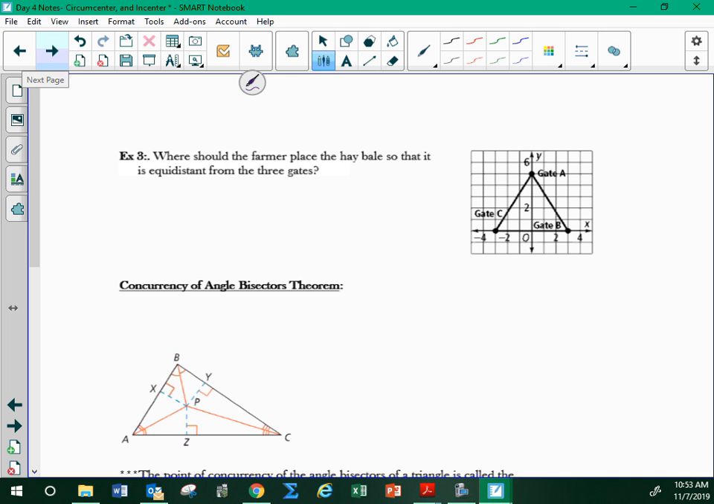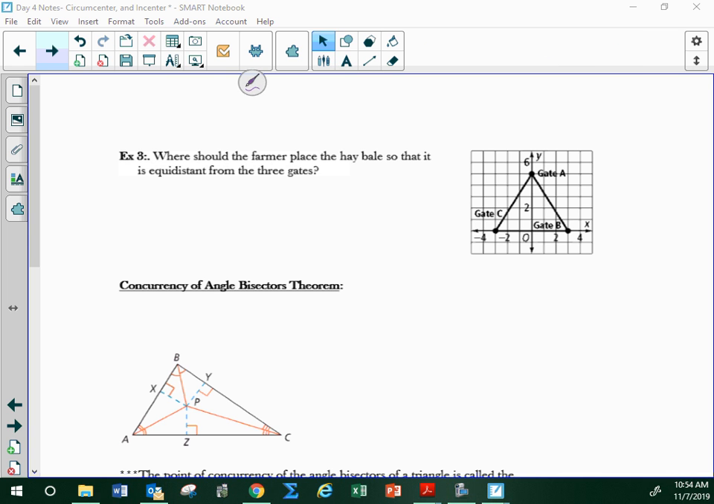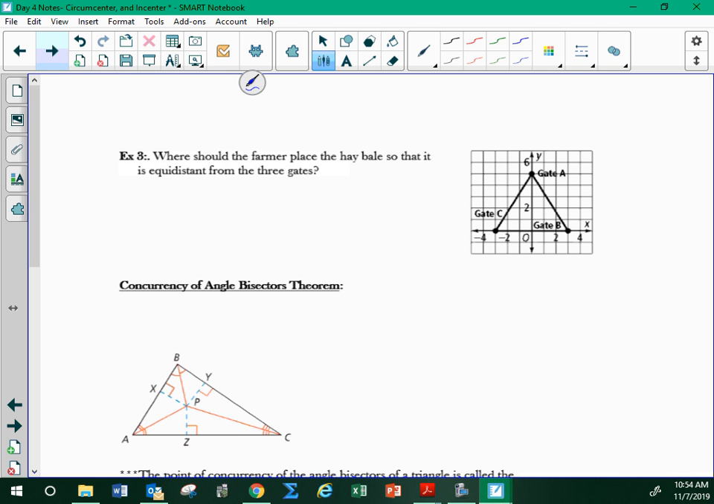Okay. So it says, where should the farmer place the hay bale so that it is equidistant from the 3 gates? Notice we don't have a right triangle here, so we have to actually do some work. It's good to exercise your brains. Now, it doesn't ask anything about the circumcenter, but I know that I need to find the circumcenter. How do I know that? The vertices of the triangle are the gates, and we have to find the point which is equidistant. And by the concurrency of perpendicular bisectors theorem, the circumcenter is equidistant from the vertices.